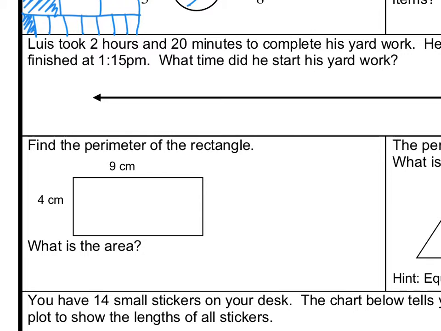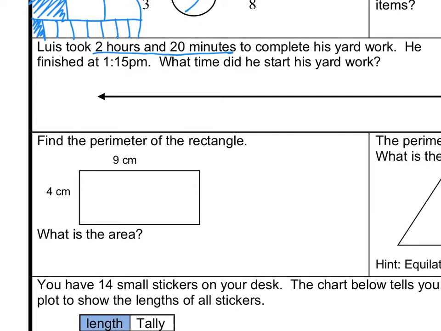Okay, now this is the preferred way of solving these elapsed time problems, is to use just a blank line, because even if you're taking a big test, you can draw that on your scratch paper and work it out. Lewis took 2 hours and 20 minutes to complete his yard work. He finished at 1:15 p.m. What time did he start his yard work?